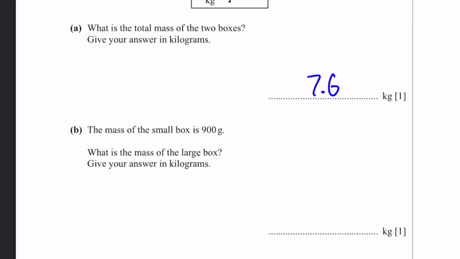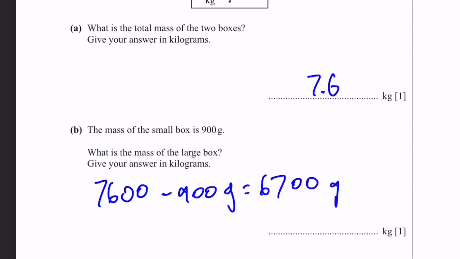B. The mass of the small box is 900 grams. What's the mass of the large one in kilograms? So 7.6 kg is 7600 grams minus 900 grams. That's equal to 6700 grams. And that's 6.7 kg. So that's the answer.